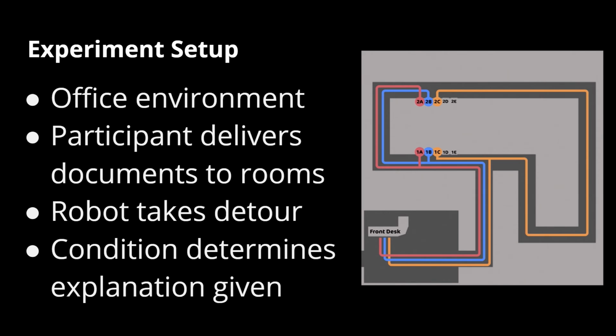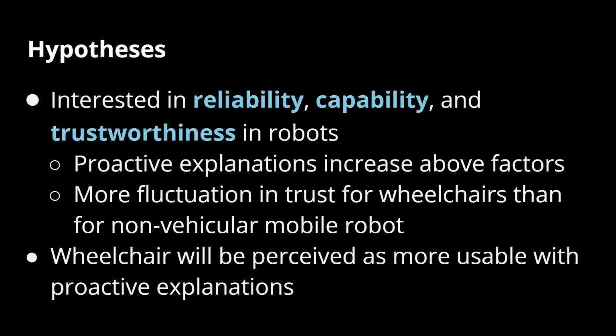But on the third route, the orange line, the robot will take a detour, and this is where we are interested in how the participant reacts, because in the different conditions of our experiment, the robot will either give a proactive or reactive explanation. With this experiment, we are interested in reliability, capability, and trustworthiness in robots. We expect that proactive explanations will increase the above factors, and that there will be more fluctuation in trust for wheelchairs as opposed to the non-vehicular mobile robot, which is the ground robot. We expect that the wheelchair will be perceived as more usable with proactive explanations as well.